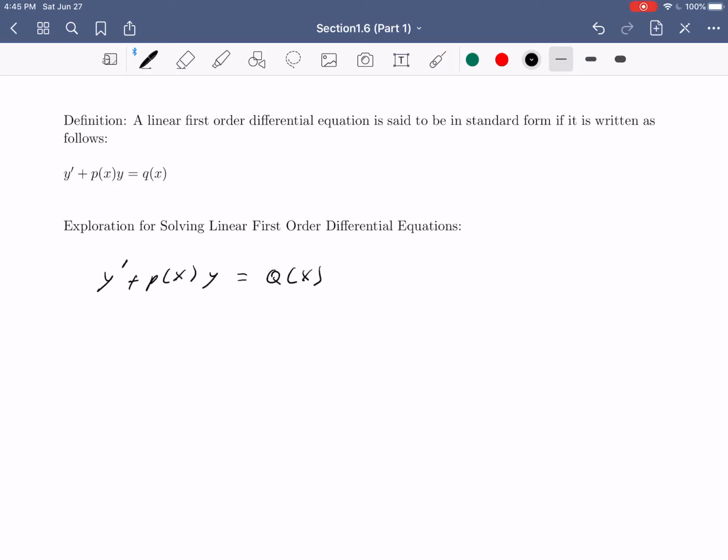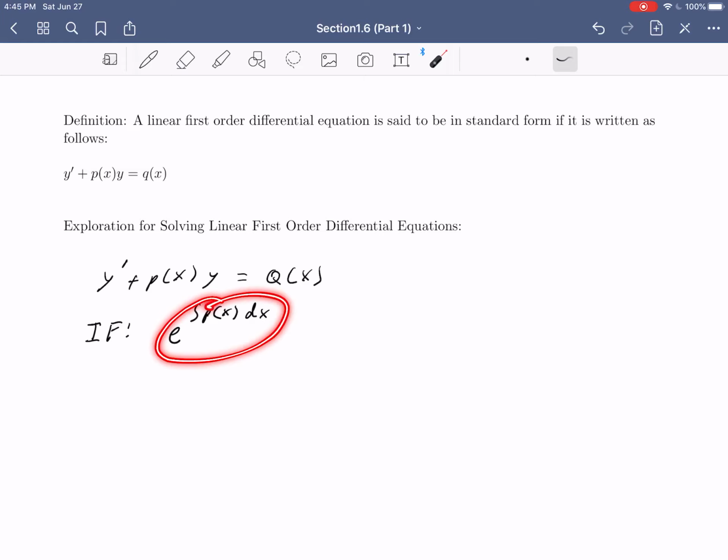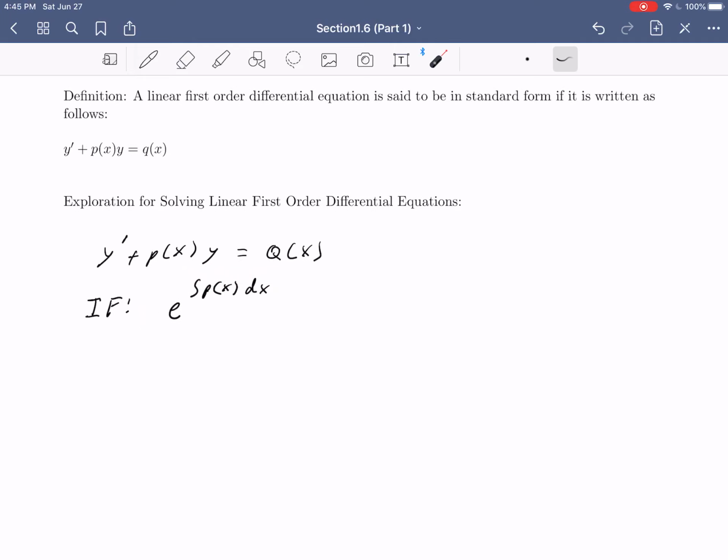What we're going to do is multiply both sides of this equation by this integrating factor, which is e to the integral of p(x) dx. So we're going to multiply both sides by this e to the integral p(x) dx, where this p(x), of course, references that p(x) there. Now, it might not be immediately clear why this is useful, but let's take a look at what this does.